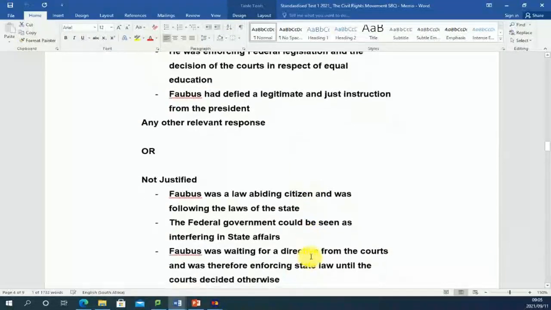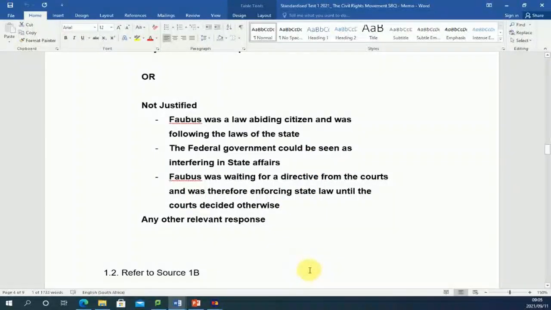You could argue not justified based on law. Okay. Not on anything moral, but just based on law. Forbes was a law-abiding citizen, and the laws of the state actually justified segregation. The federal government could be seen as interfering in state affairs. Remember, the states in America have the right to make their own laws. So when national government comes in, they are then interfering in state affairs. Forbes was waiting for a directive from the courts, okay, so people had taken it to court, and he was waiting for a directive from the courts, and he was therefore enforcing state law until the courts decided otherwise.